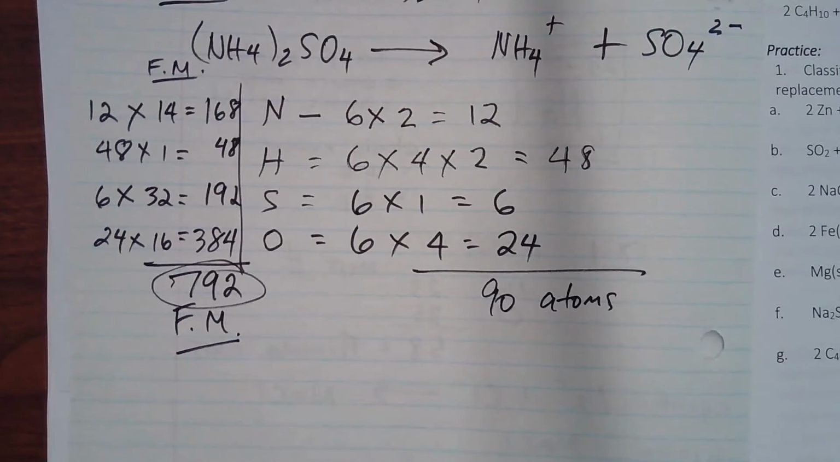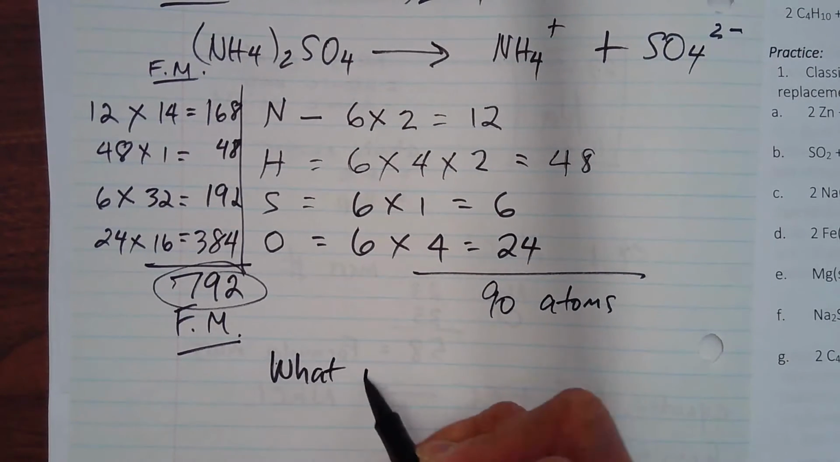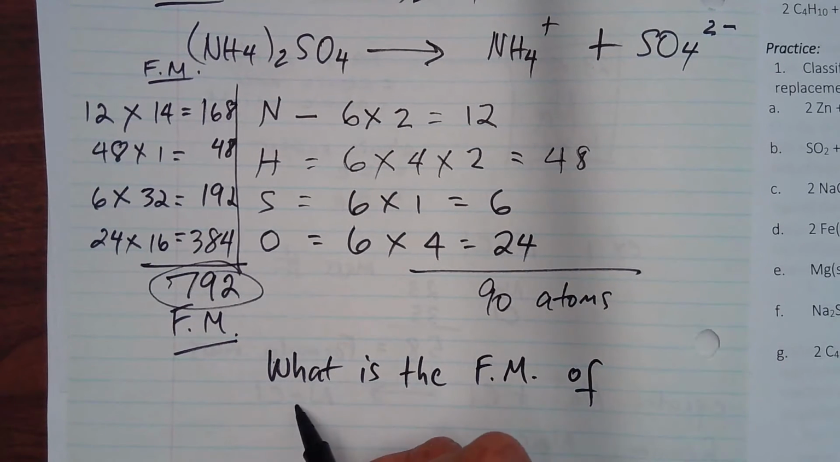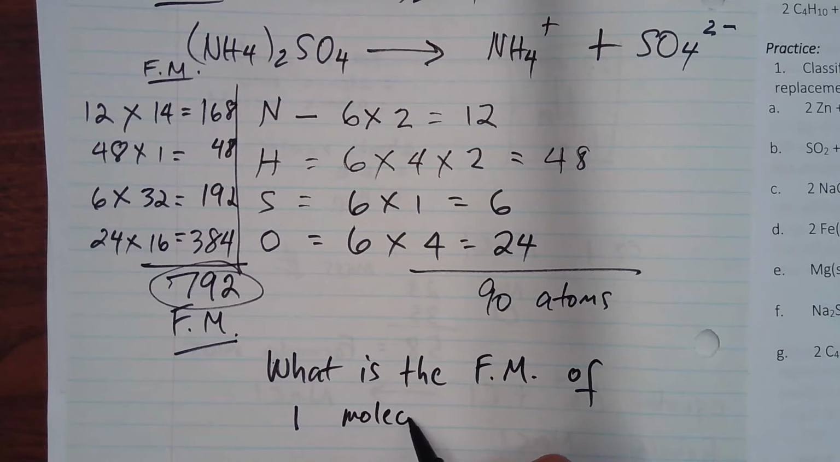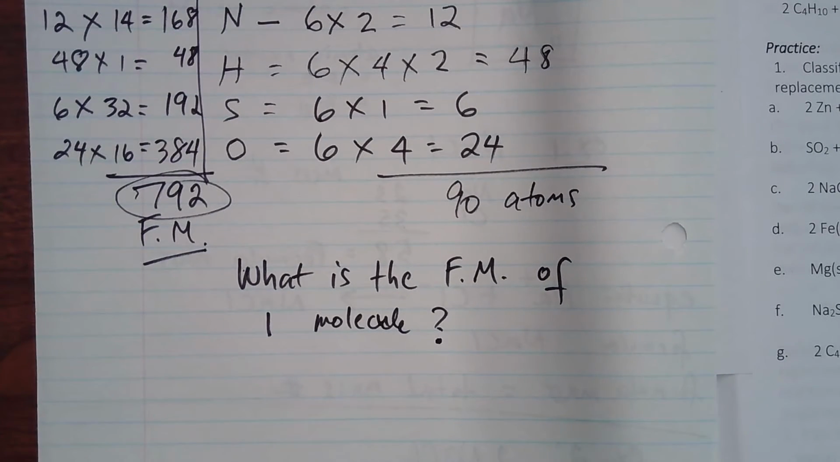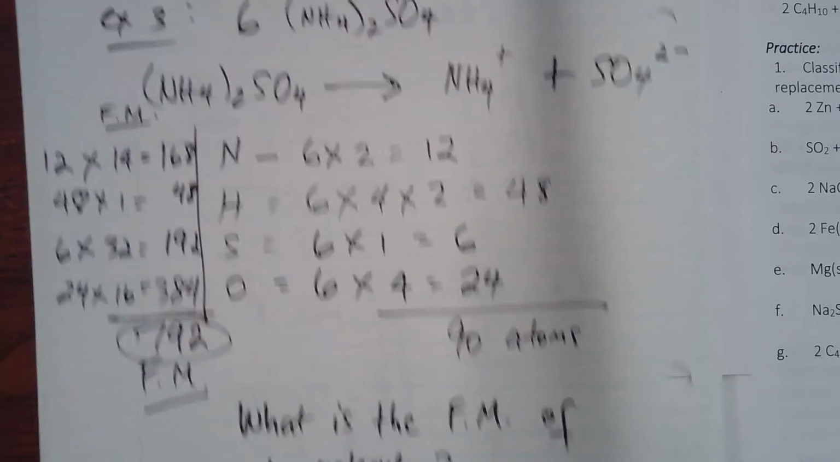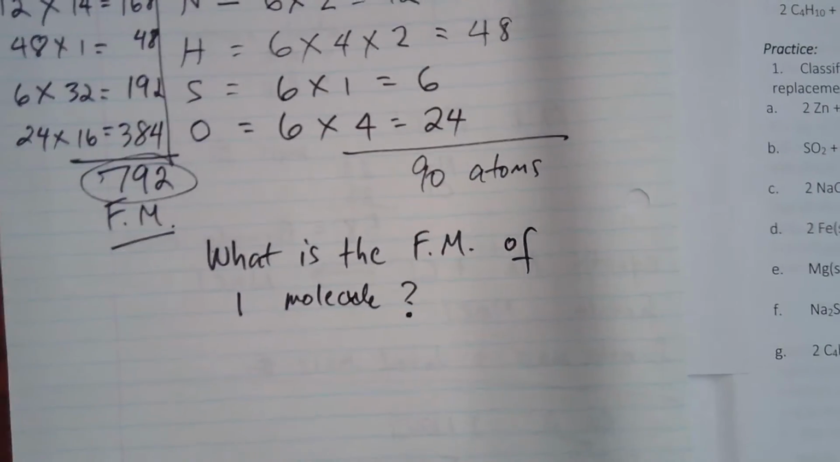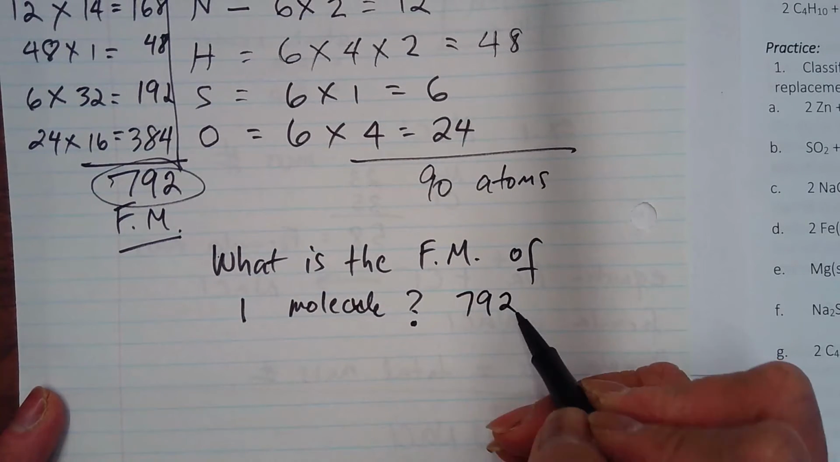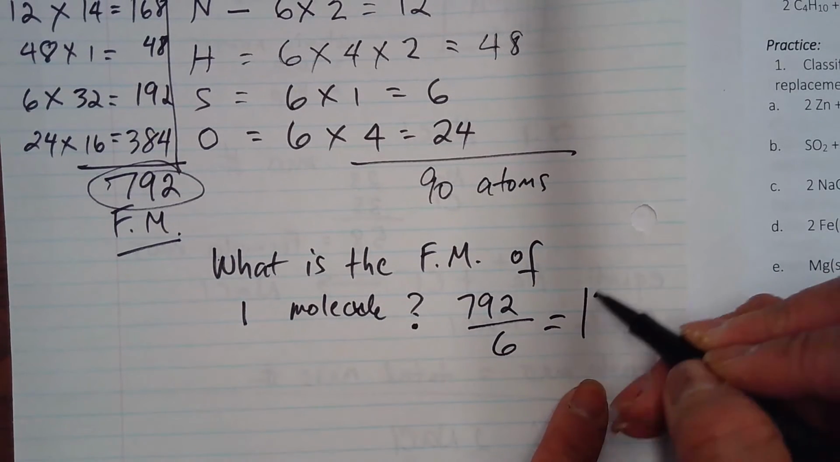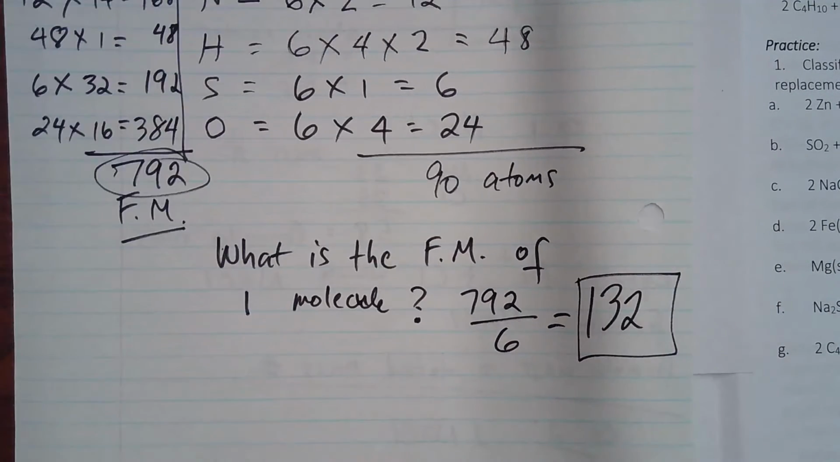So what if I now ask you this? What is the formula mass of 1 molecule of ammonium sulfate? Because this is for 6 molecules, right? We did 6 molecules. Yeah, you just divide it by 6. So then you'll go 792 divided by 6, which is 132. So that is the formula mass for 1 molecule of ammonium sulfate.